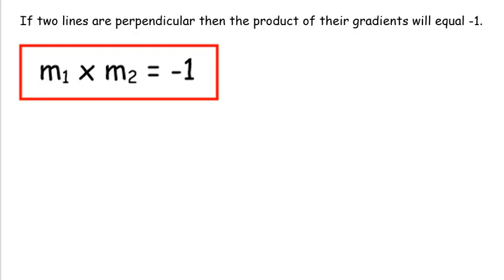But if two lines are perpendicular, the product of their gradients will be -1. So if we multiply the two gradients of the lines together, we get -1.